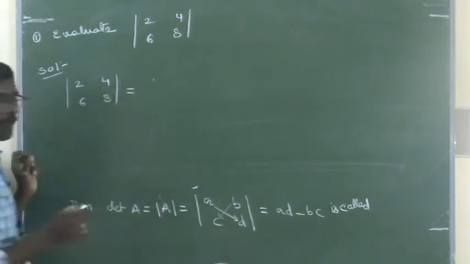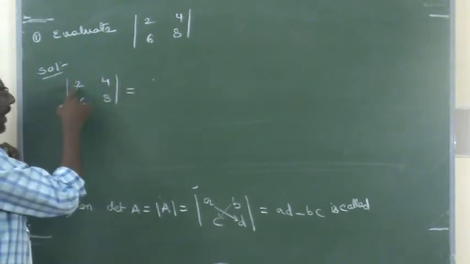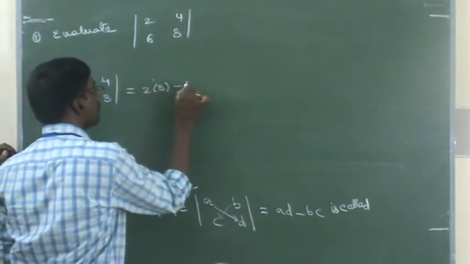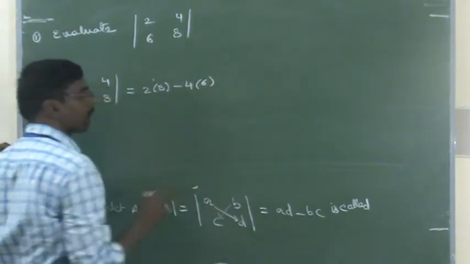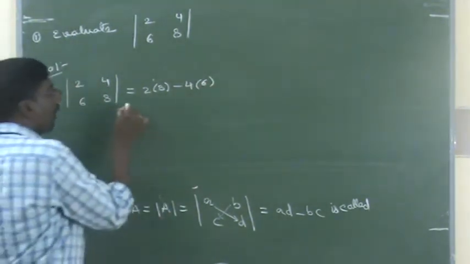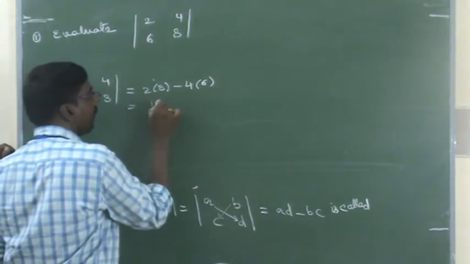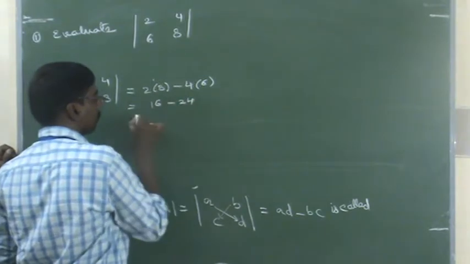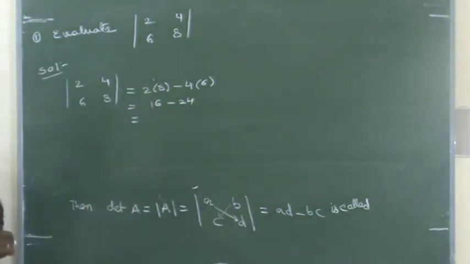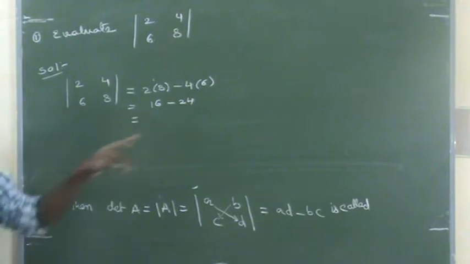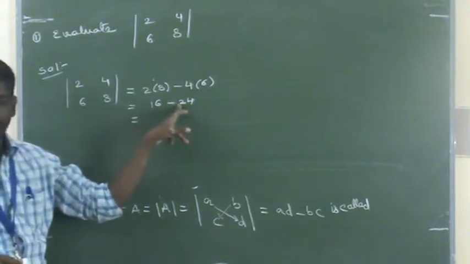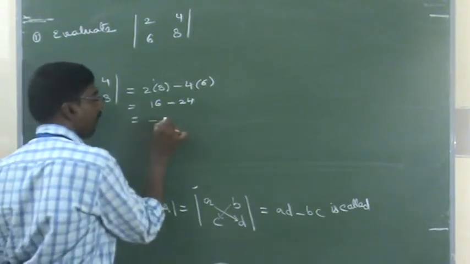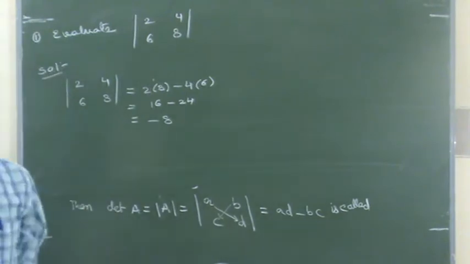I already informed you. First multiply ad, 2 into 8, minus 4 into 6. Simplify, very simple. 2 into 8 is 16, minus 4 into 6, 24. 16 minus 24, you will simplify, and you get the value minus 8. Answer over. That's all.